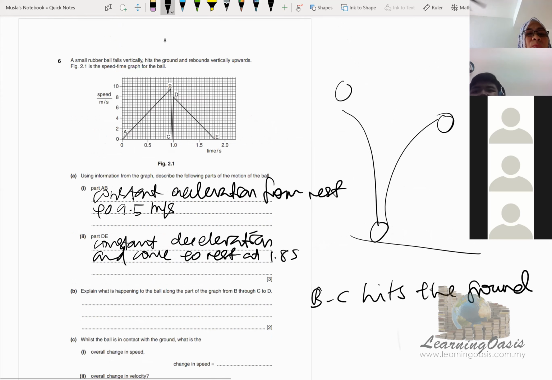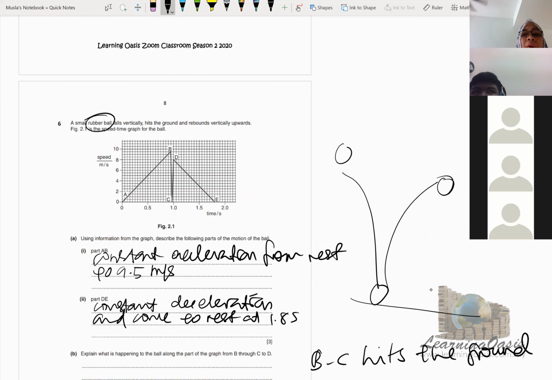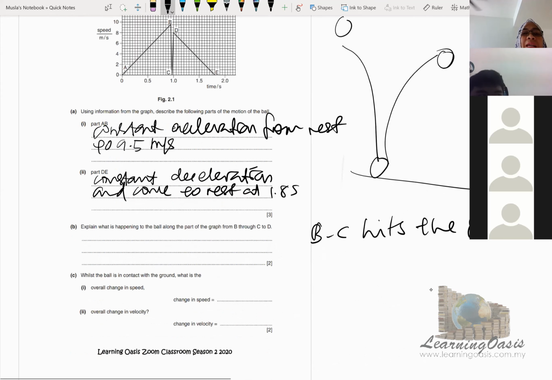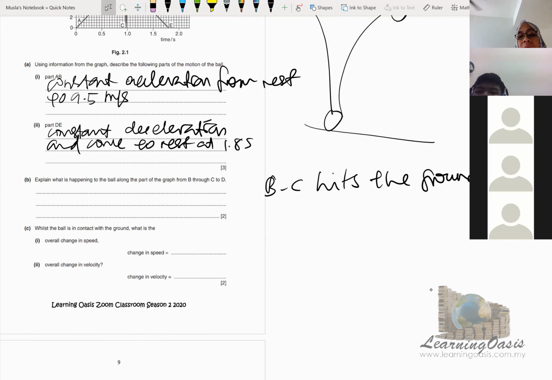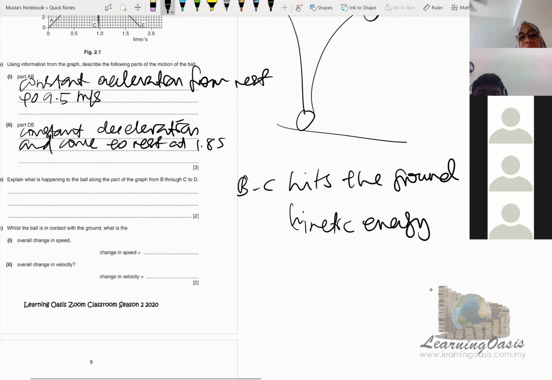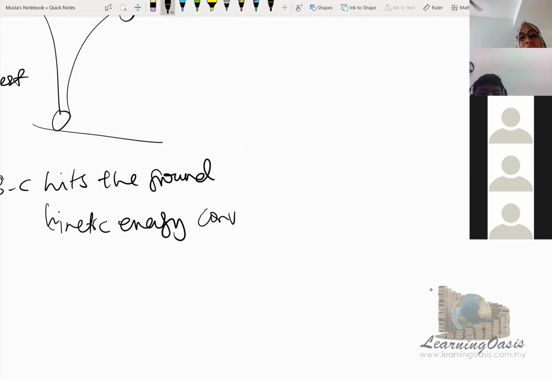Read this, it is a small rubber ball. What do you know about a rubber ball? It's elastic. As it hits the ground, what happened to the kinetic energy? It becomes elastic potential energy. It hits the ground, then the kinetic energy is converted into elastic potential energy.